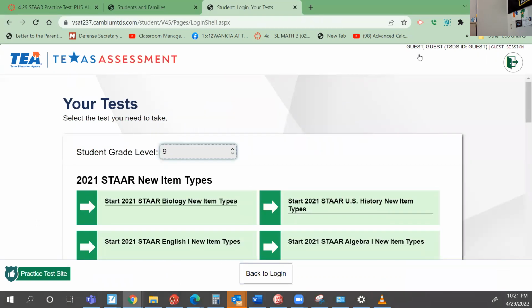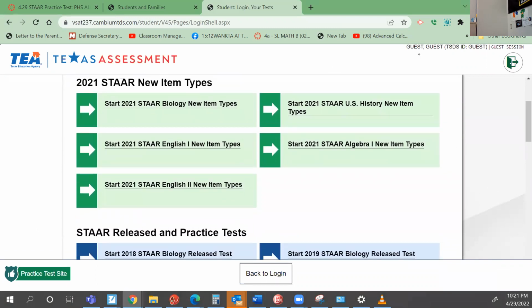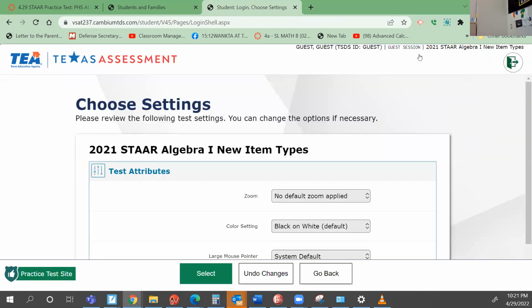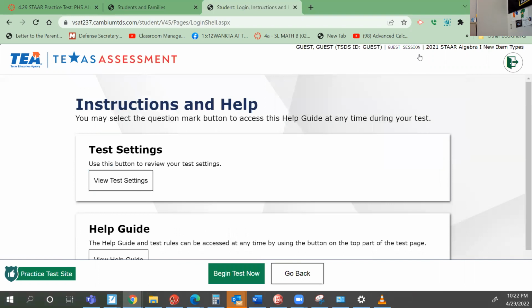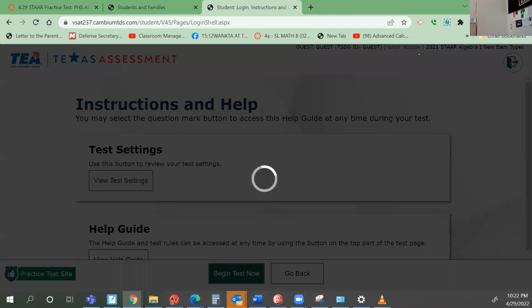And then from here, you're going to hit the link for the Start 2021 STAAR Algebra 1 new item types, right? That one right there. Here, it allows you to mess around with the different features, such as the color setting, if you want a large mouse and all the good stuff. If you want to play around with that, you can. If not, just hit select at the bottom. And then from there, again, you can look at your settings. And then if not, just begin test now, okay?